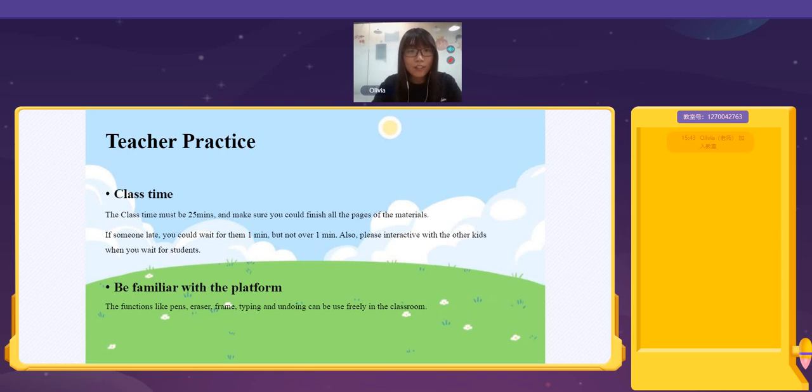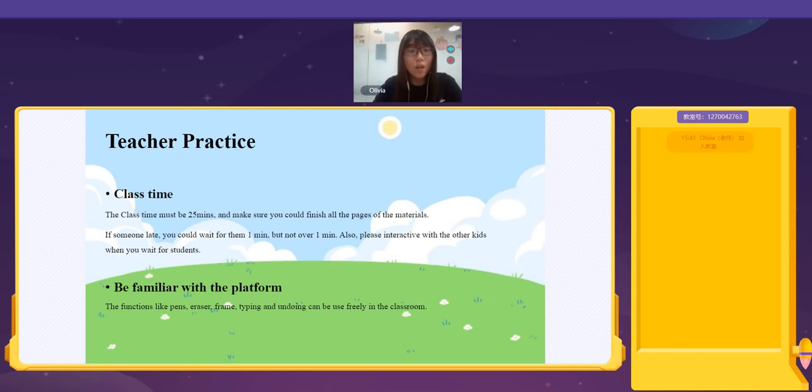Also, please interact with the other kids while you wait for students. For example, if student A does not enter the classroom on time, you can wait for him maybe 1 minute, and during that time you can say hi and interact with the kids who are already in the classroom, like asking how are you, and use your hand puppet to say hi, like hello B. Make them feel happy and interactive in this classroom.